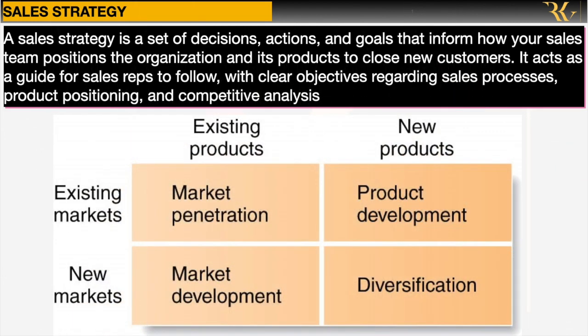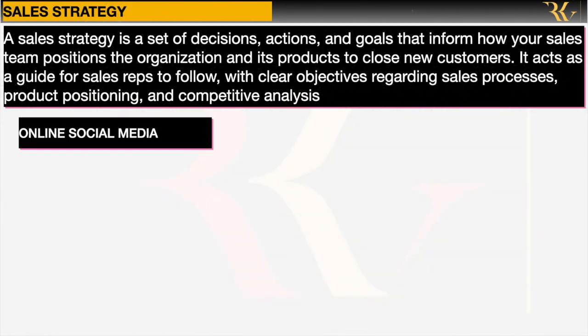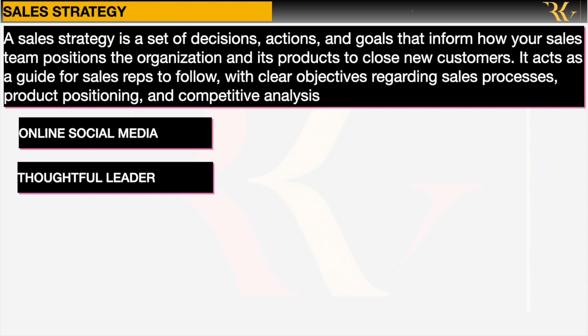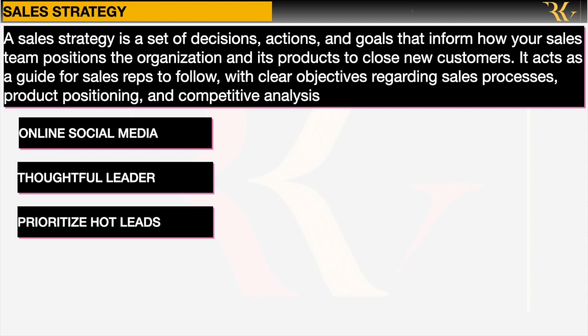Sales strategy. A sales strategy is a set of decisions, actions, and goals that inform how your sales team positions the organization and its products to close new customers. It acts as a guide for sales reps to follow, with clear objectives regarding sales processes, product positioning, and competitive analysis. The most important component of choosing and implementing your sales strategy is your customer. For this reason, a sales strategy shouldn't be one size fits all. Every customer is different, therefore, different organizations should draw up and implement different strategies.